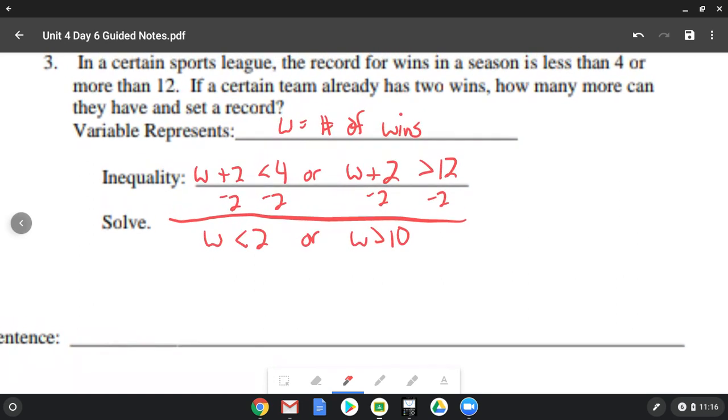So then I'd say, to break a record, they need less than 2. So that'd be if they're a really bad team. Or more than 10 wins. So that'd be our answer for 3. Pause here or take a picture. I'd just pause it since it's online.